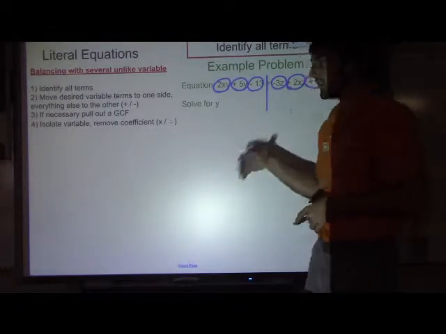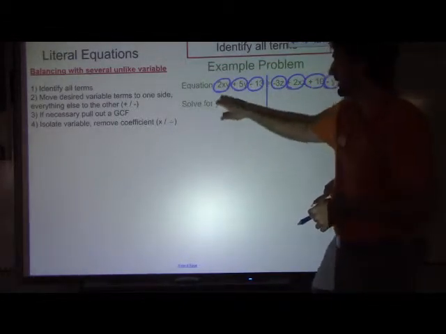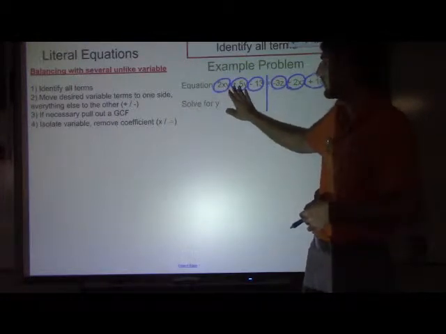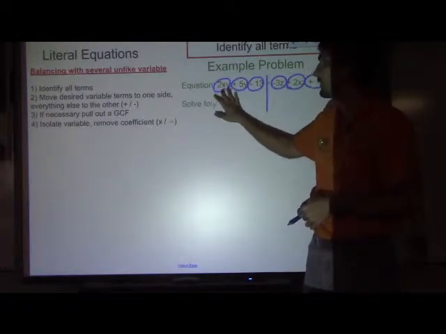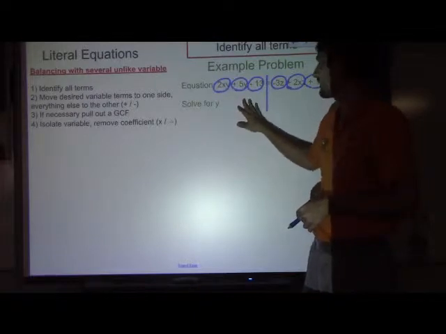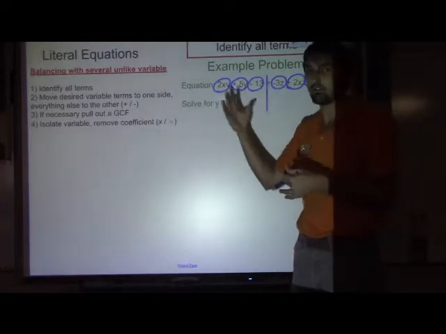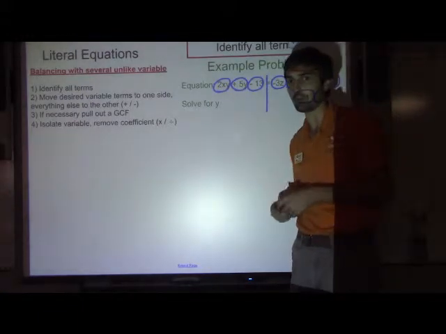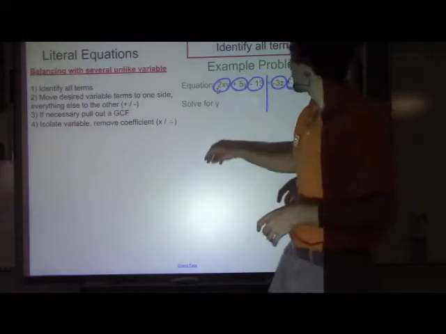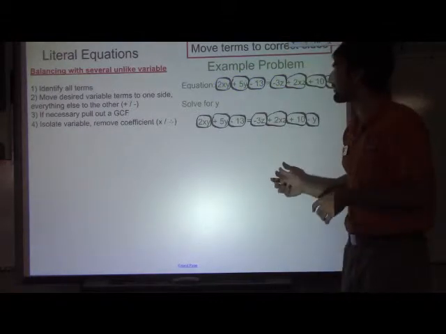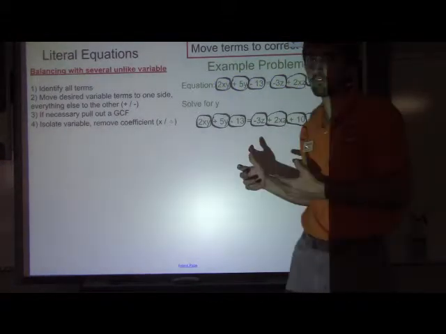And if you notice, each term looks a little different. See how this has 2xy and this has 5y? Those are not the same, so you can't put those together, okay? If you have two different variables, they are not the same type of term. All right. So after you identify the terms, then you want to move them to the correct sides.